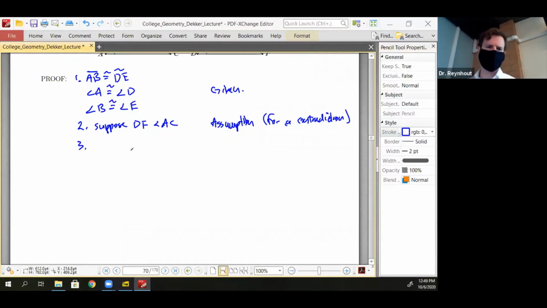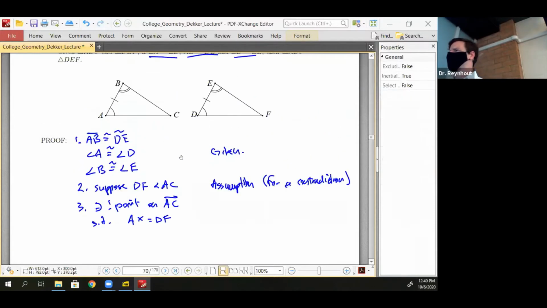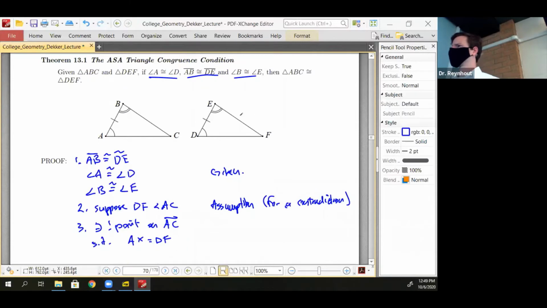So for number 3, the third step, all right, there exists a point, a unique point on AC such that AX is equal to DF. So that looks kind of weird right now, but if DF is shorter, then somewhere along here, if we place the point X, we're going to have that AX is equal to DF.